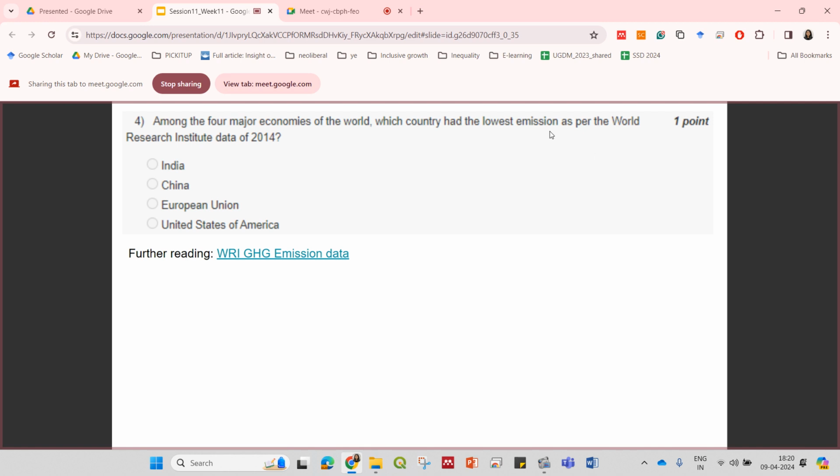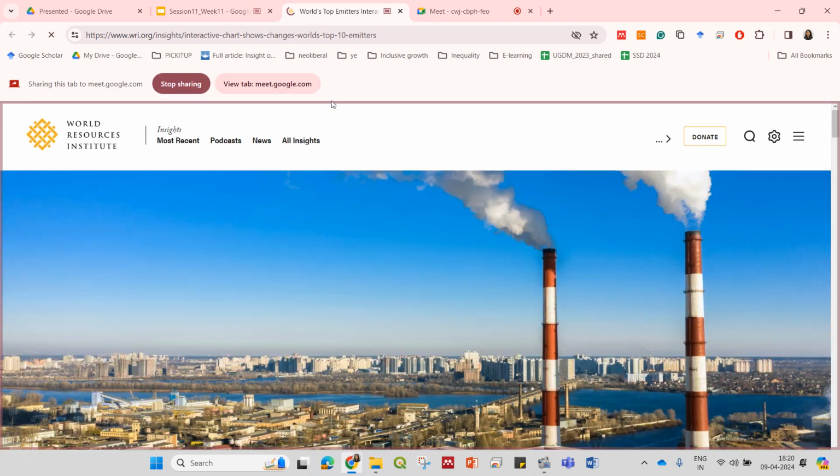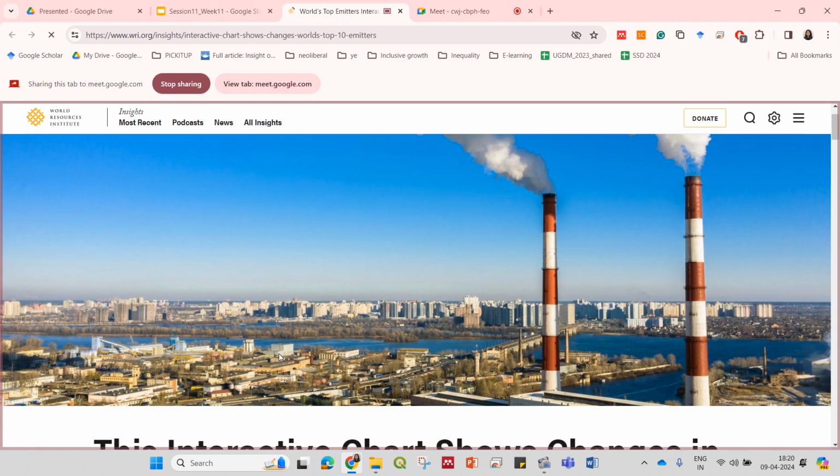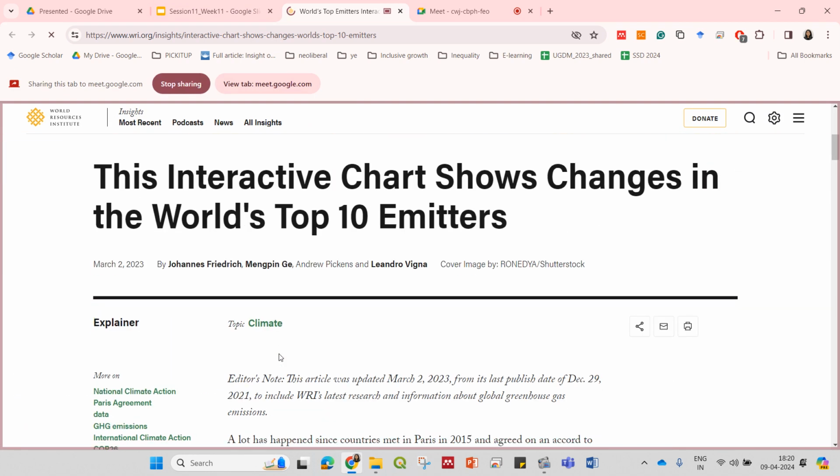So this question is basically asking you to refer to the WRI data, and from that tell which country among these had the lowest emission in the year 2014. So I have linked the website of WRI where they put up their emission data, or their inventory in which they record or display the emission data.